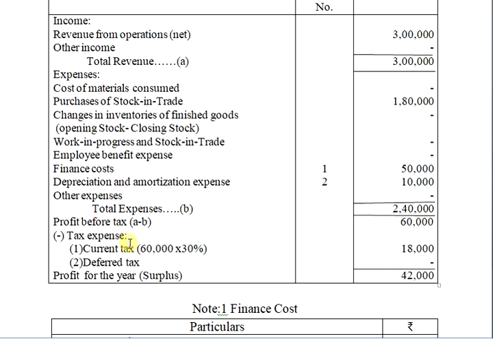So less tax expense. Which are the tax expenses? Current tax: profit before tax we got how much? 60,000 into 30%, you will be getting how much? 18,000. Deferred tax, there is nothing, deferred tax is nil. So profit for the year, the surplus: 60,000 minus 18,000, you will be getting how much here? 42,000. So this is your solution answer: 42,000 is the profit for the year, that is the surplus. So this is the second problem, my dear students.